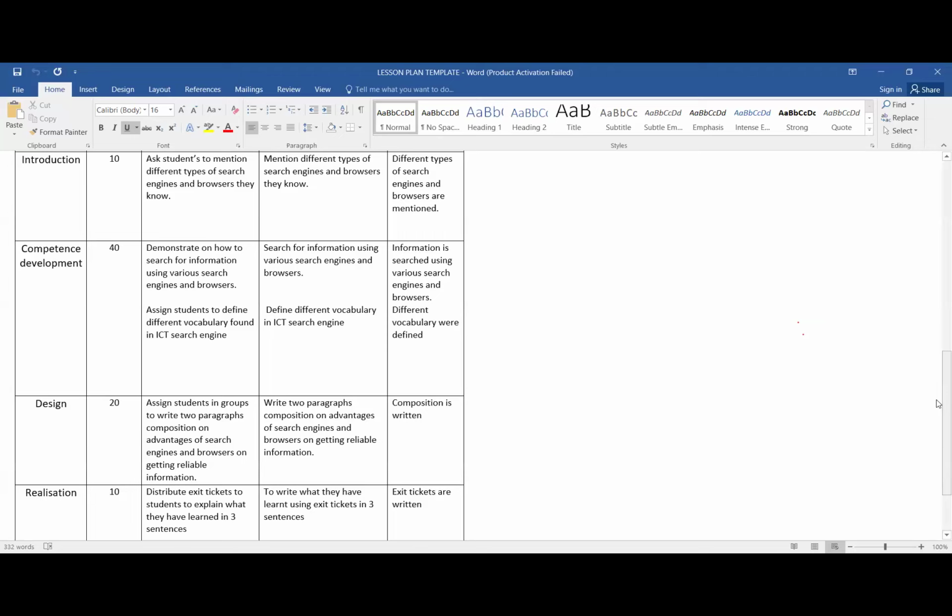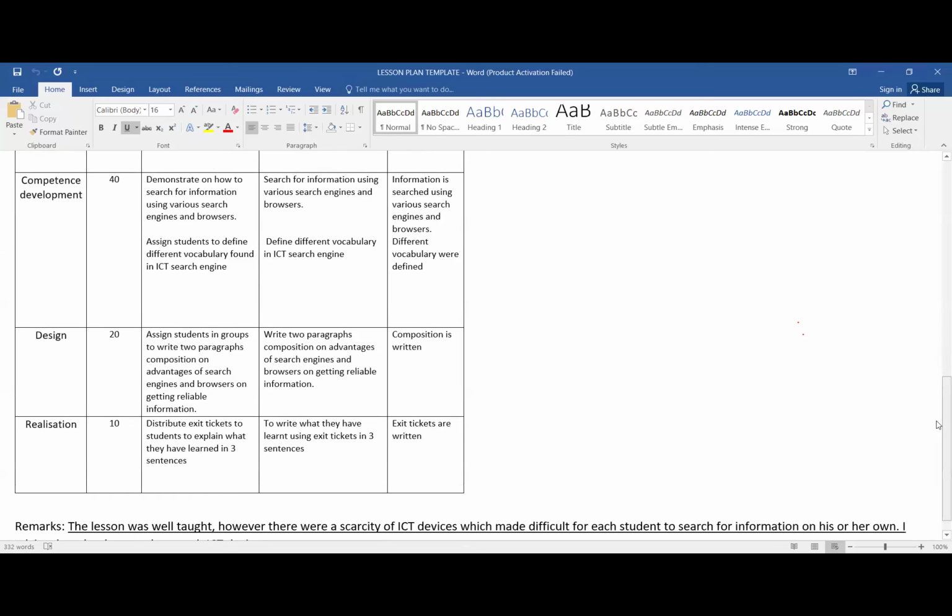And in realization, you distribute exit tickets to students to explain what they have learned. So this is another way that you can do. You can distribute tickets to students to explain what they have learned in 3 sentences, to write what they have learned using exit tickets in 3 sentences, and in an assessment, you can get that exit ticket written by the students.